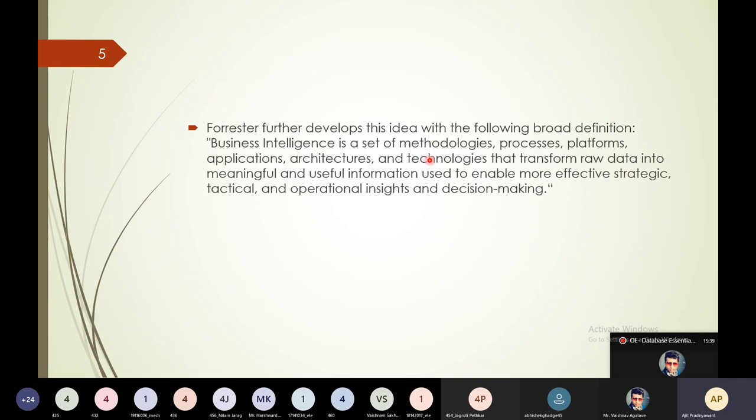Next, Forster has defined business intelligence as a set of methodologies, processes, platforms, applications, architectures, and technologies that transform raw data into meaningful and useful information to enable more effective strategic, tactical, and operational insight and decision making. So they have mentioned business intelligence as a set of methodologies, processes, platforms, applications, and architectures that transform raw data into meaningful and useful information to enable more effective strategic, tactical, and operational insights.